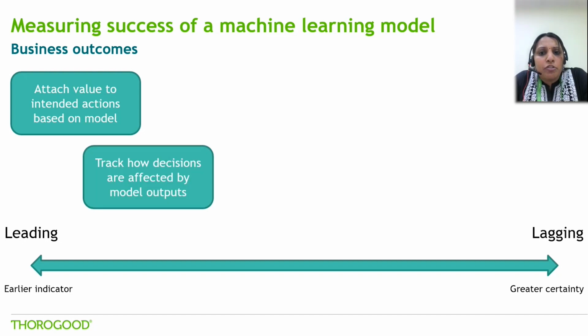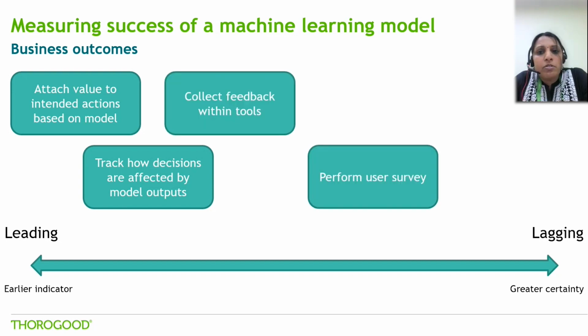The second way is probably to track how decisions are affected by the ML model outputs. Are the recommendations derived from the model metrics actually changing purchase patterns and hence increasing revenue? We could use tools and surveys to get an understanding of the changes in the business or purchase patterns, leading to a positive change in the revenue, and that will help determine the model's success.